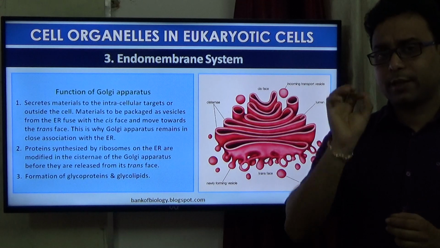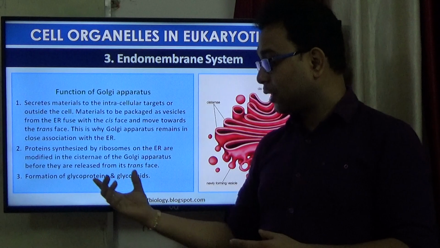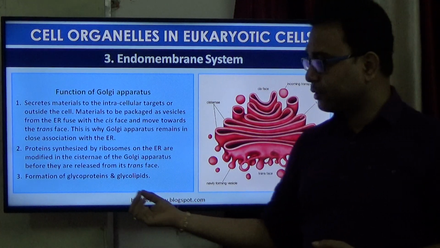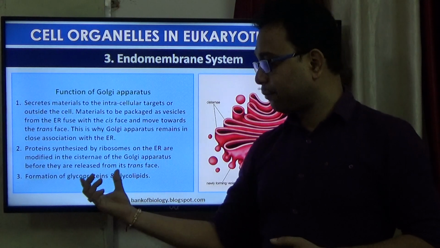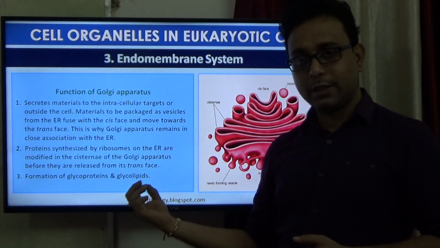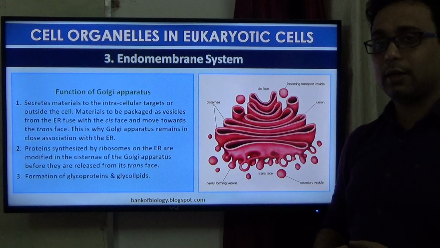Another two important points are written in the NCERT book. That means they help in the formation of glycoproteins and glycolipids. What is it? Glyco means carbohydrate. Carbohydrate with protein is a conjugated protein, and carbohydrate with lipid is a conjugated lipid. These are also formed with the help of the Golgi apparatus.